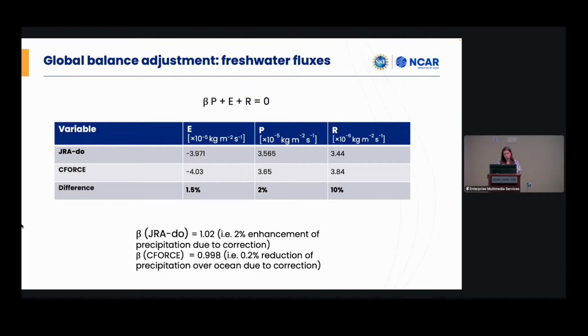In the case of JRA-do, this beta was 1.02, so they applied a 2% enhancement to precipitation during this correction. And in our case, when we sum it all together, it's very close to 1. So at this stage, we didn't do any adjustments to the freshwater fluxes.